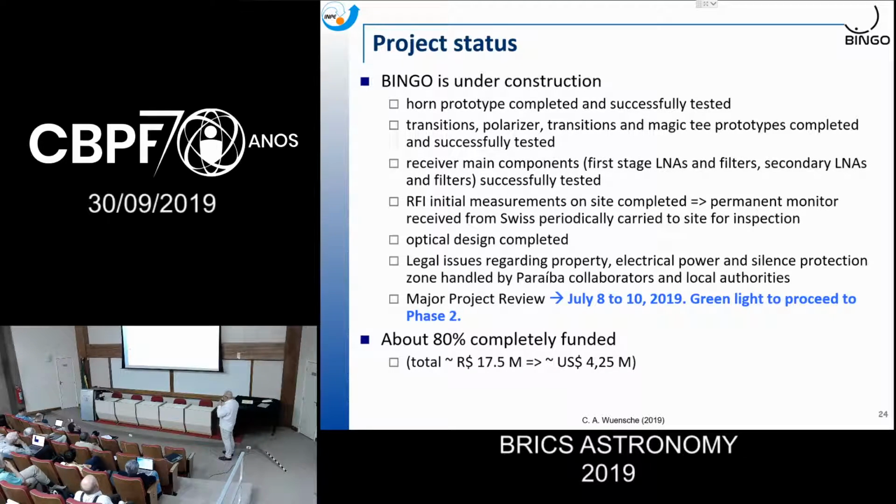We have 80% funded, and the 20% that's left needs the final engineering project for the construction. So after that point, we'll be able to proceed. It's interesting to say that we have federal money, not much, but we have federal money. And we have state money from São Paulo, which is about 80%.